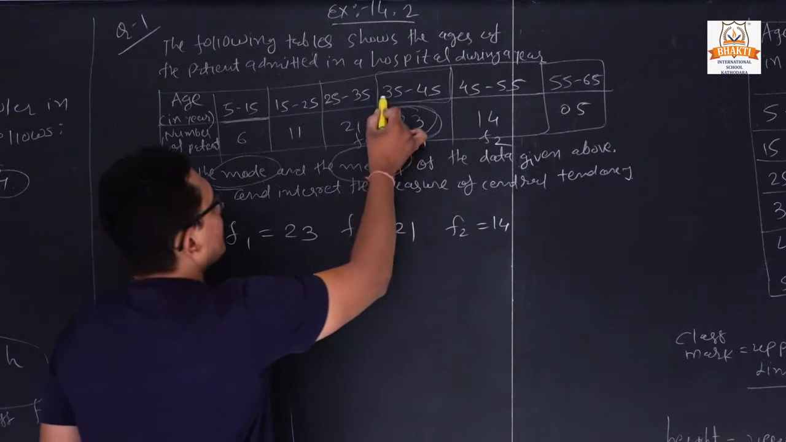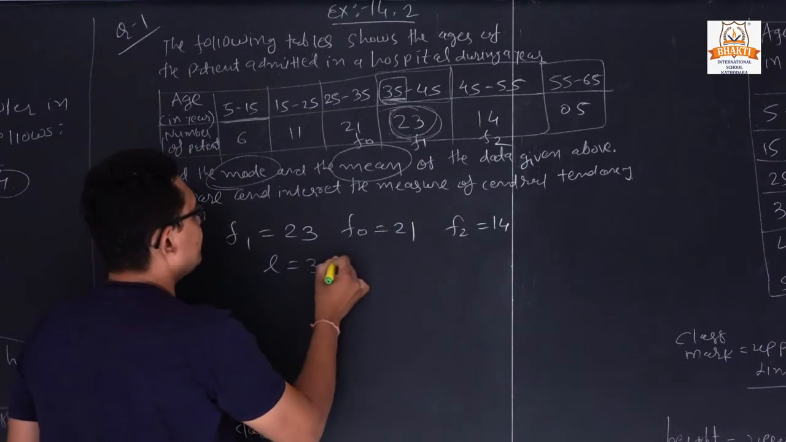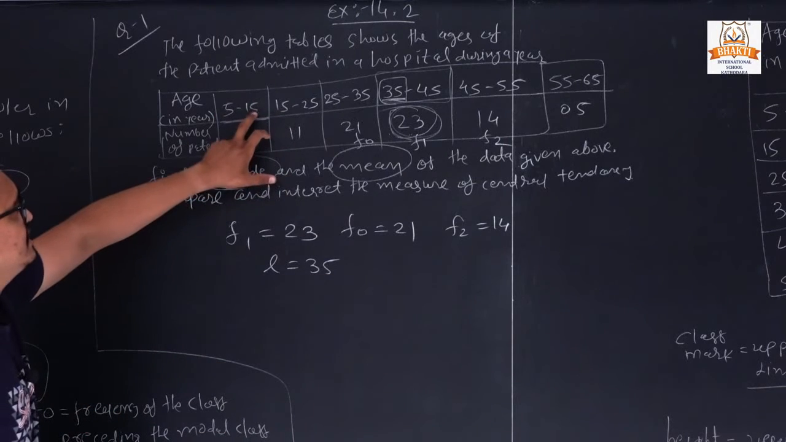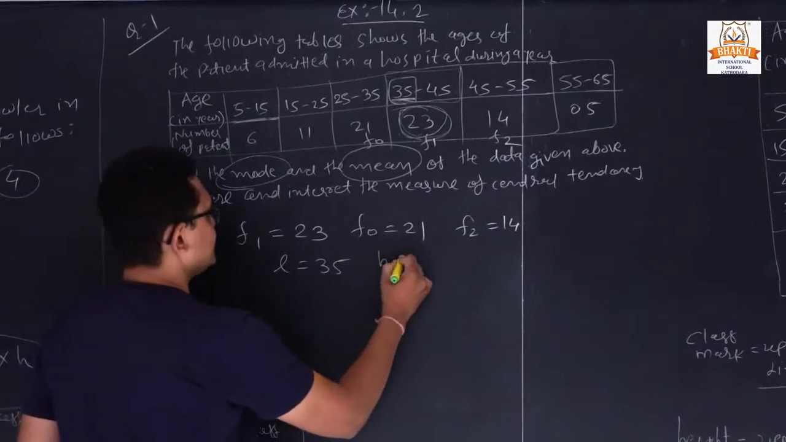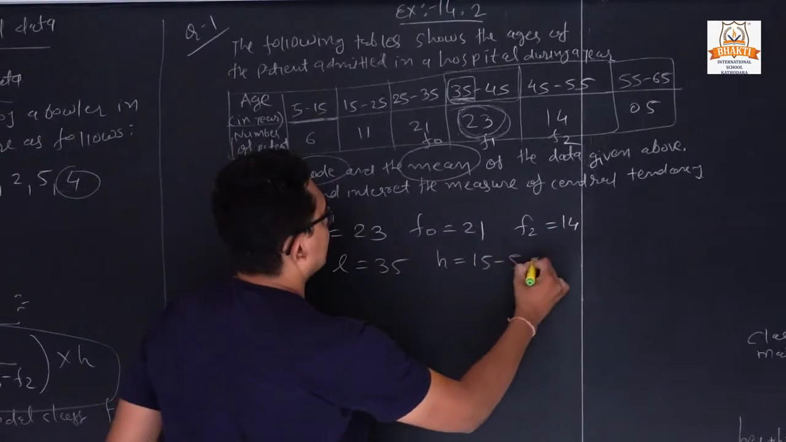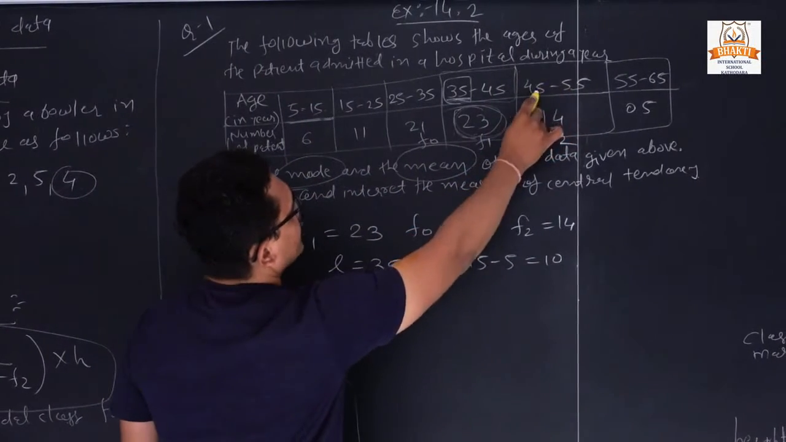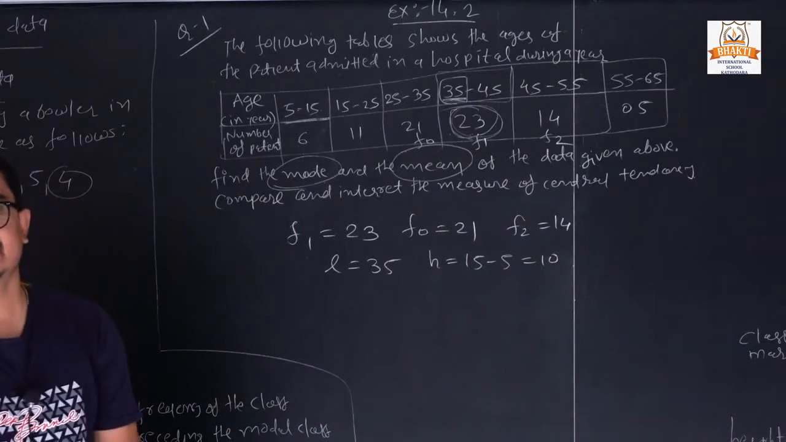So what is L? 35, clear? 35 is our L. Now H means upper limit minus lower limit. So H is 10, because 15 minus 5 is 10. Each class is 10. See that 55 minus 45, the answer is 10, and 45 minus 35 is 10. So each group has size 10.